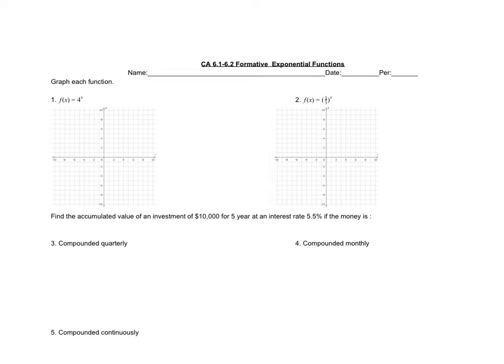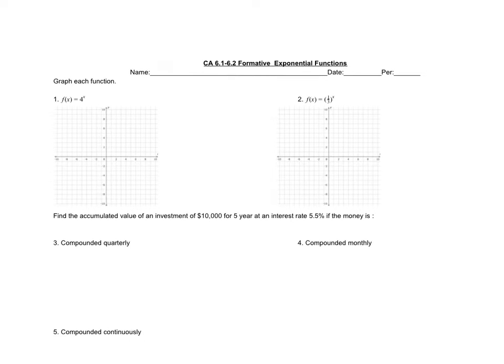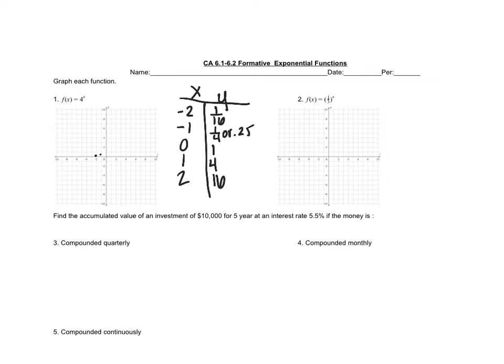Okay, so the first one is a growth. So we know that when we're doing this, we pick x values -2 to +2. So -2, -1, 0, 1, and 2. My y values are going to be 1/16, 1/4, or 0.25, 1, 4 to the power of 1 is 4, 4 squared is 16. So again, we're going to do our best here.